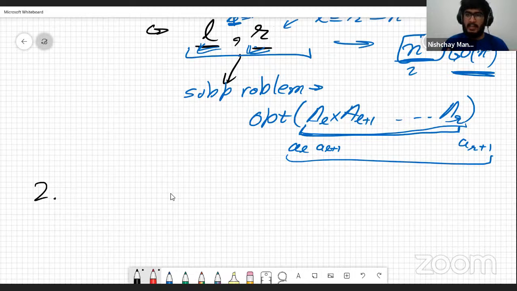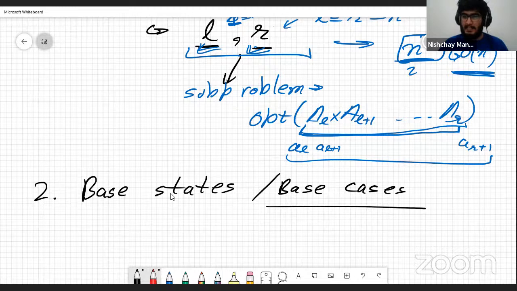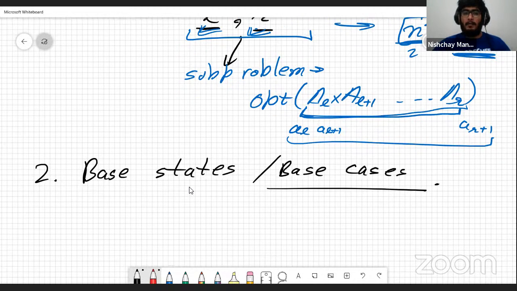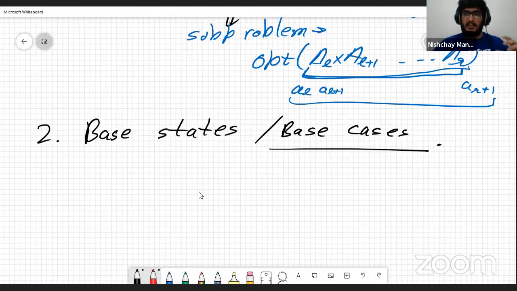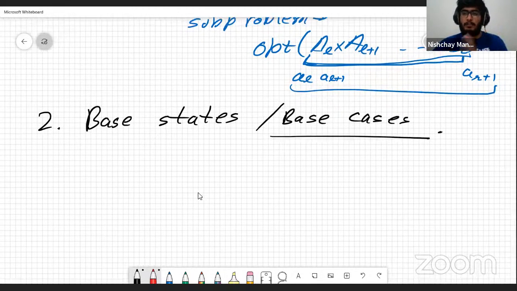The second step, after finding out how to represent the states, like how to identify the states, is trying to find a base case, base states. Trying to find out the base states we have, or base cases. That is a much more common word, right? Base cases. So basically, base cases means the cases or the states in which the answer is going to be direct. We have to calculate the answers of those states first, right?